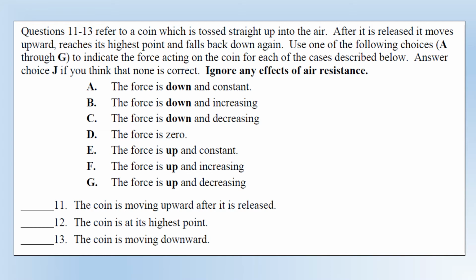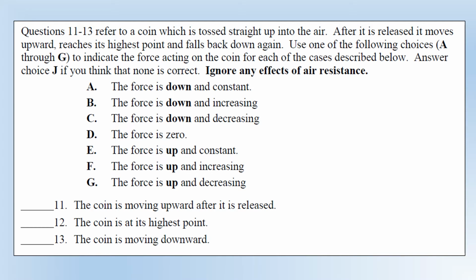So we are tossing a coin straight up in the air, so we're dealing with one-dimensional motion. After it's released, it moves upward, reaches its highest point, and then falls back down again. Use one of the following choices, so you've got a selection of different force descriptions, to indicate the force acting on the coin in each of the cases described. And we're going to ignore any effect of air resistance. So pause the video, select your answers to these 3 questions, and then we will review them.